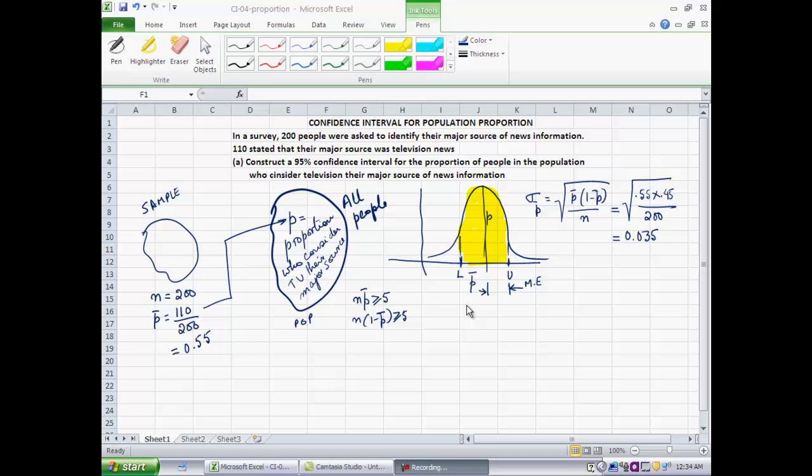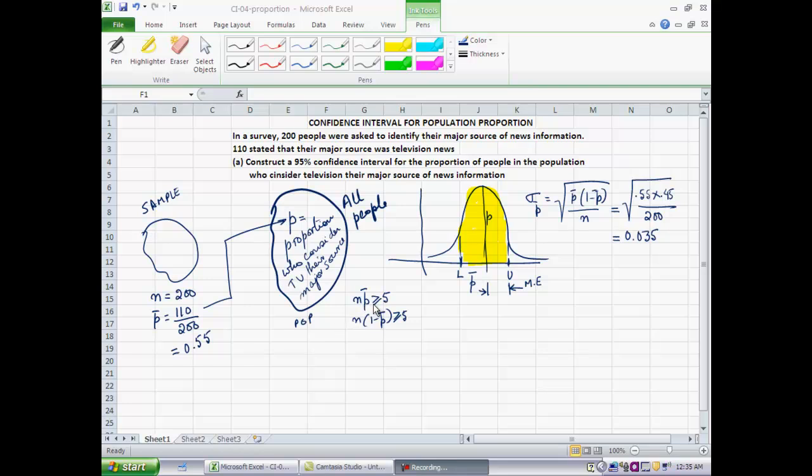I want to develop a range, a lower limit and an upper limit, such that I'm 95% sure that this unknown proportion lies within that range. Now we know from our central limit theorem that if the sample is large enough, then the sample proportion is normally distributed. So we first have to check that the sample is large, and there are two calculations that we have to do as we discussed in class.